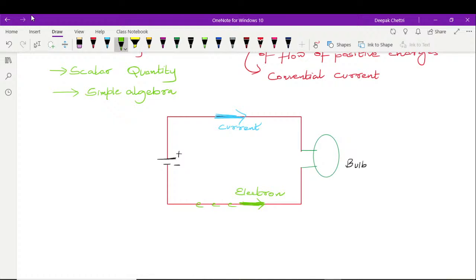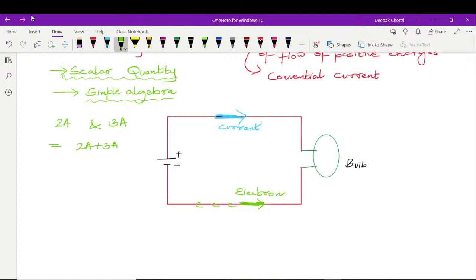We can simply add. If there is a current of 2 ampere and 3 ampere flowing in the same direction, and I want to find out the total, I will just add 2 plus 3. That will give me the answer. I don't have to look at the direction in which one current is flowing and the other current is flowing. Is it clear? So even though current has a direction, it is considered to be a scalar quantity, because you can easily add or subtract current with simple algebra. You don't have to use vector algebra.